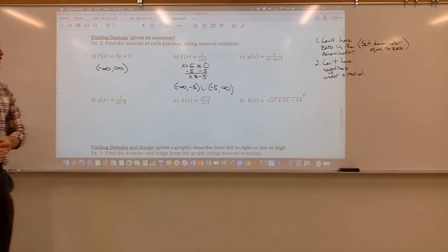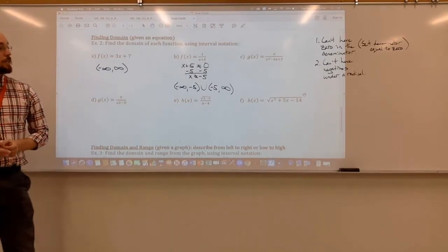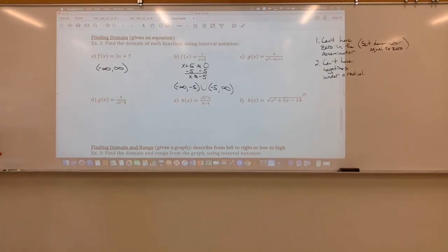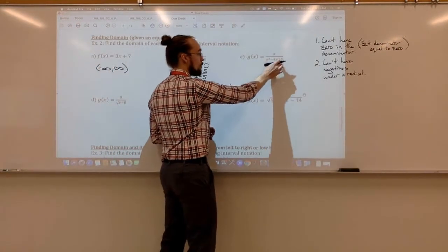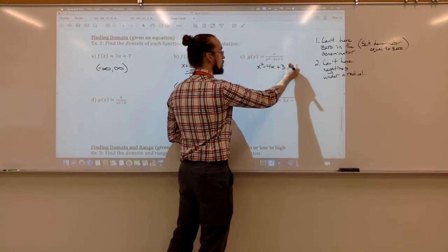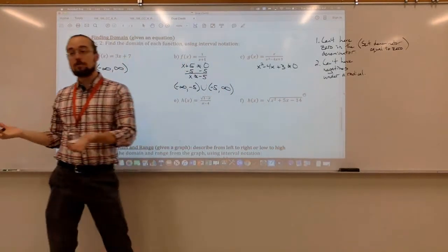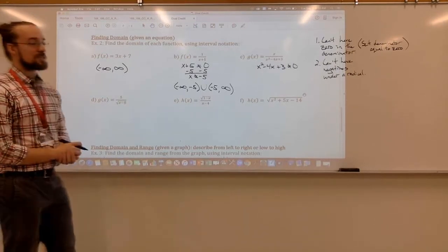How about the next one? Would either of those two ideas apply here? Which one? Zero in the denominator or negatives under a radical? Right, there's no radical here. So what we want to do is take the denominator and say I can't have the denominator equal to 0. I want to solve this. How do I solve a quadratic like this?